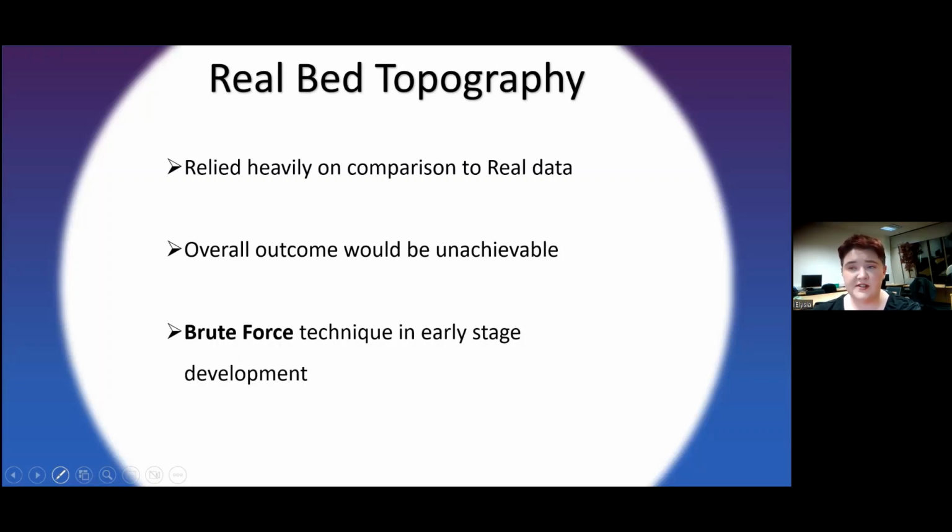By using the real data to compare against, I was effectively taking a brute force technique, which was not as efficient a way to get the best results.